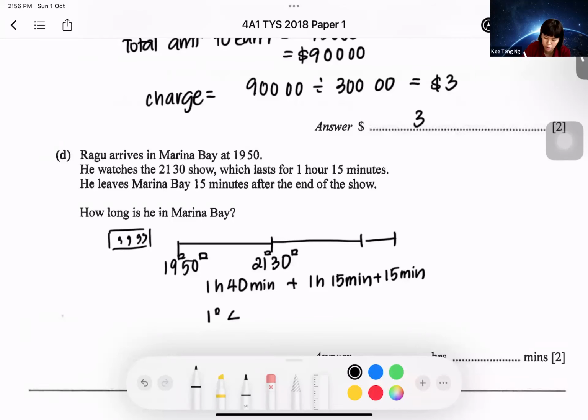1 hour, 40 minutes plus 1 hour, 15 minutes plus another 15. This one cannot say 15 minutes. This one is 0 hour, 15 minutes. So 0 hour, 15 minutes gives me a total of 3 hours and 10 minutes.